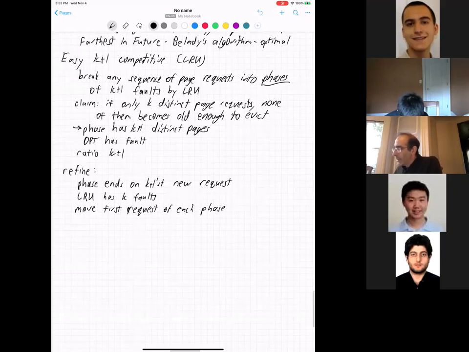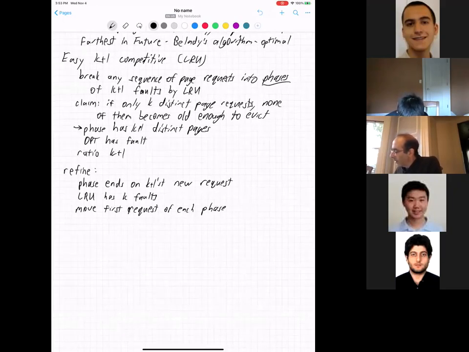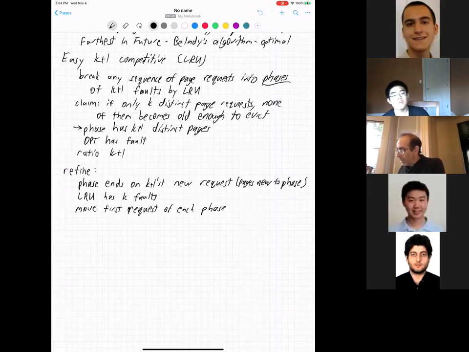Excuse me. Shouldn't it be k plus 1's page fault? What do you mean by new request? No, I'm giving a different definition of a phase now. New requests are requests for pages that have not appeared in the phase. So again, I start with an empty cache. I start watching the pages that arrive, and when the k plus first page request arrives, that's going to start a new phase.